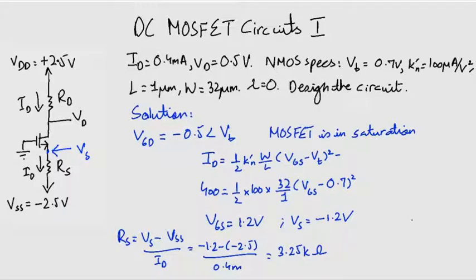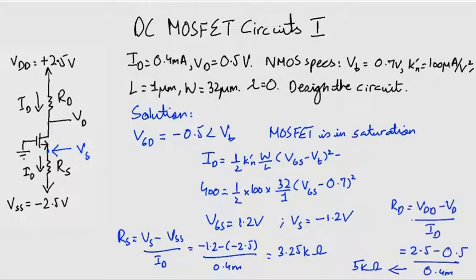Now, to establish a DC voltage of 0.5 volts at the drain, we must select RD using this formula. The value comes out to be 5 kilo ohms. And congratulations, this is what we were asked to do. Are you ready for another example? Let's do this.